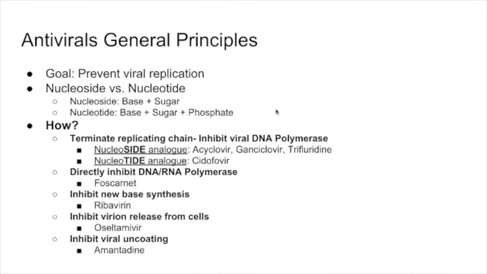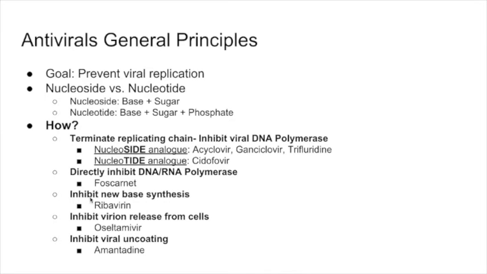Examples of the nucleoside analogs are acyclovir, ganciclovir, and trifluridine. And the nucleotide analog, there's only one of them, is cidofovir. These medications are inhibitors of viral DNA polymerase by terminating the chains. So these are base analogs. There's another group of medications that directly inhibits the DNA or RNA polymerase, and that's foscarnet.